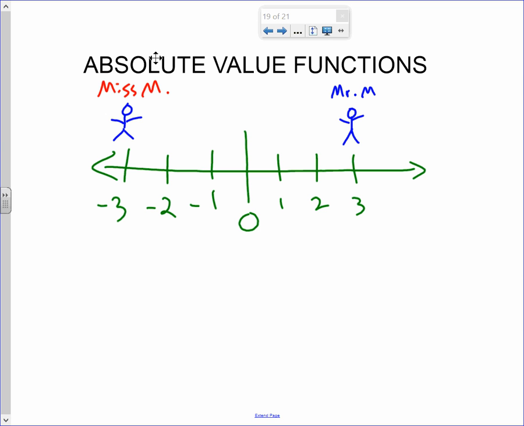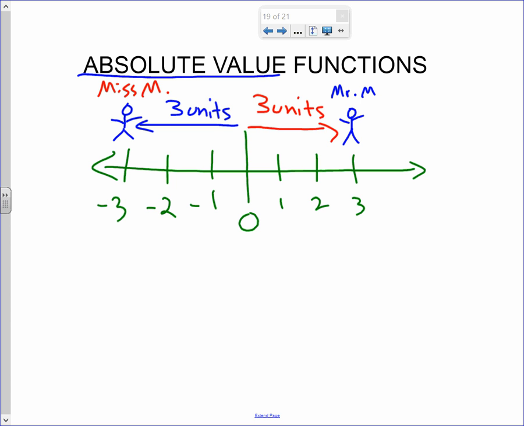Okay. So, watch this now. How far from 0 is Mr. Munguia? 3 units, right? So Mr. Munguia is 3 units away. I'm going to write 3 units. How far is Miss Medina? Same. Even though she's negative, she's still 3 units away. Now the point of absolute value is distance is always positive.